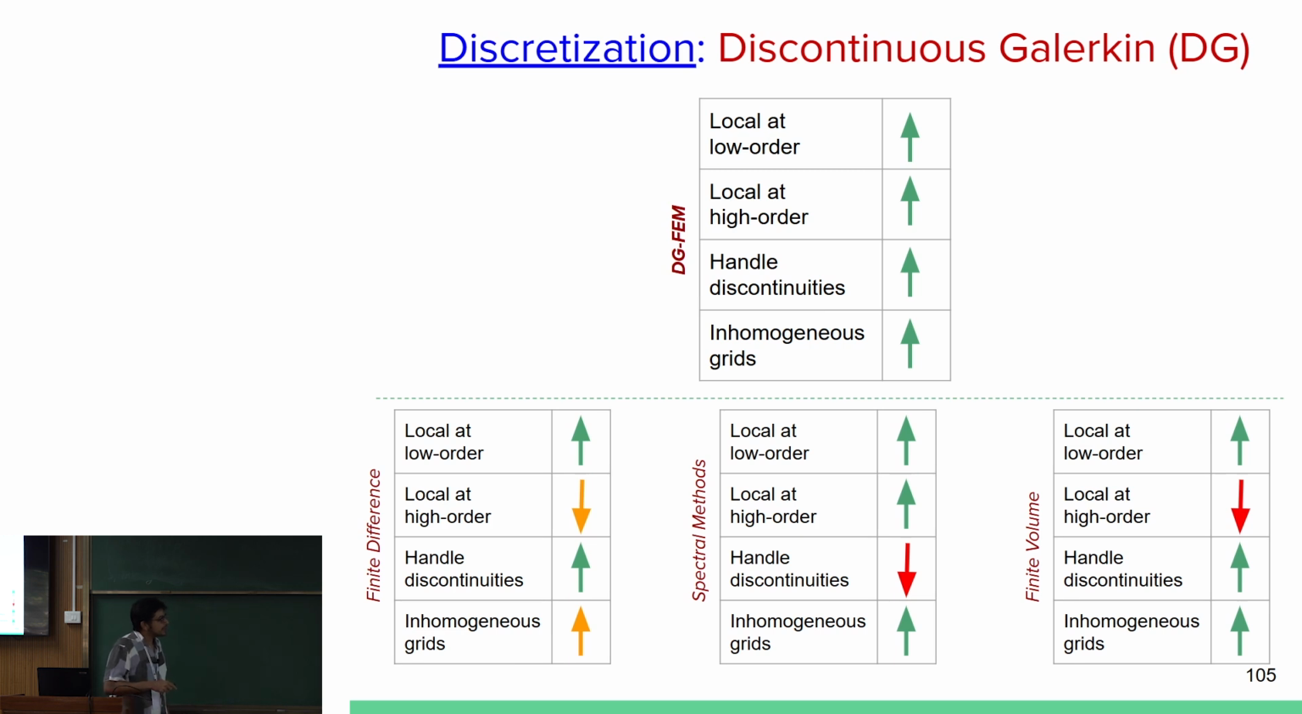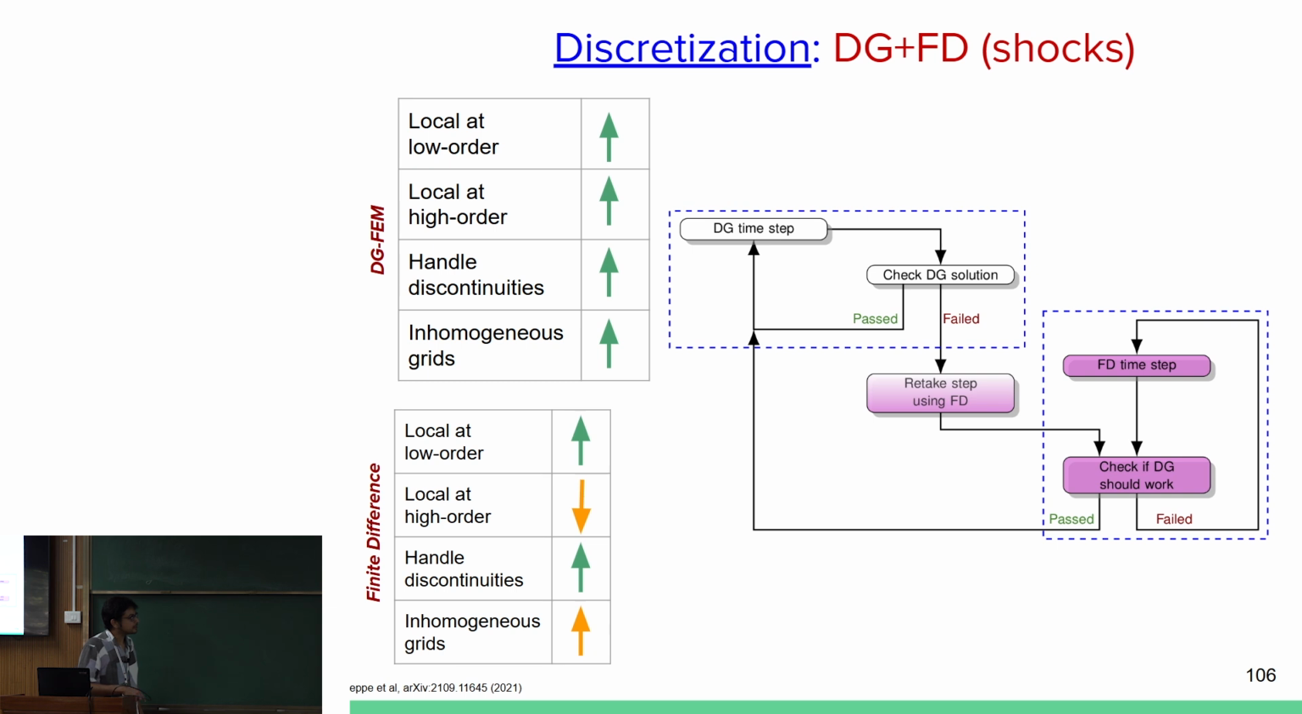Okay, so here's a comparison of DG methods to finite difference, spectral methods, and finite volume methods. Red is bad. So spectral methods fail at neutron star simulations, finite volume methods fail at higher order accuracy, and finite difference methods are similar to finite volume methods. Any questions so far?